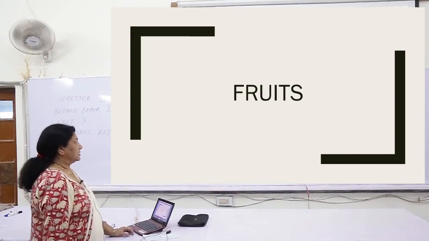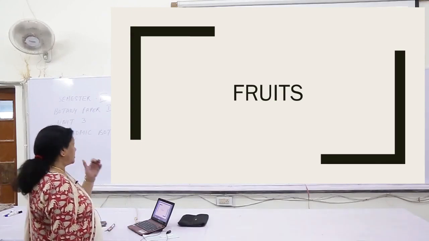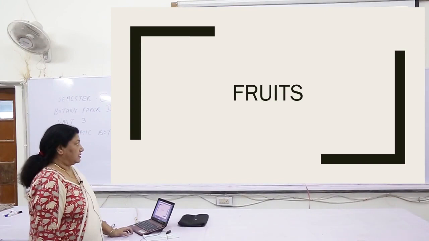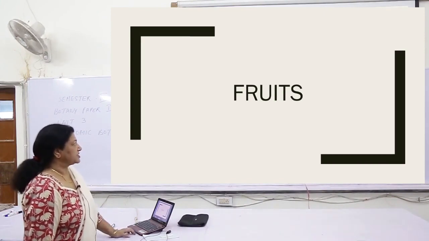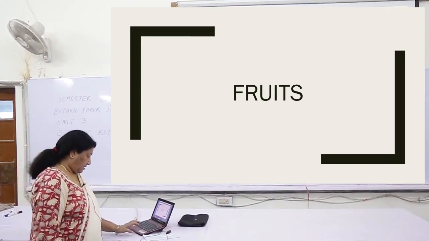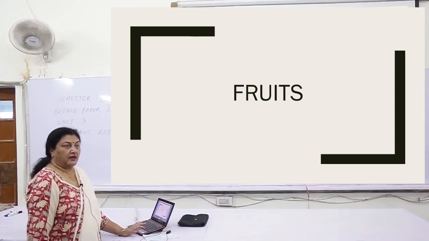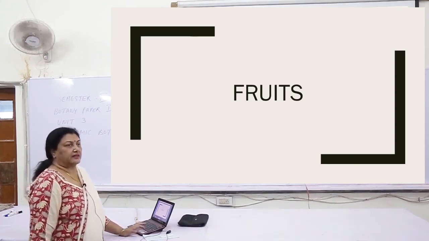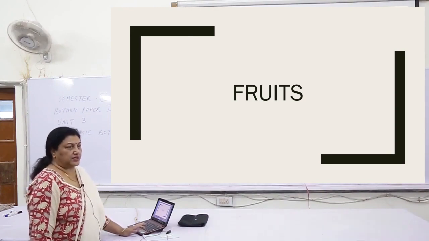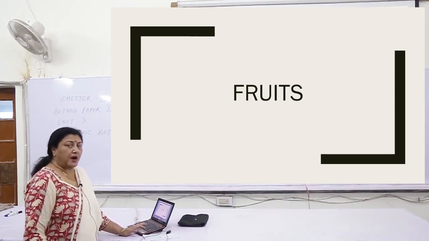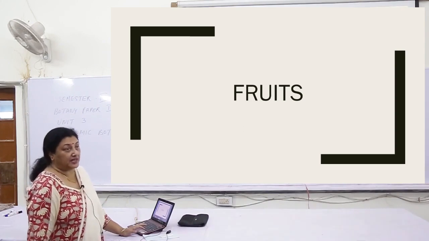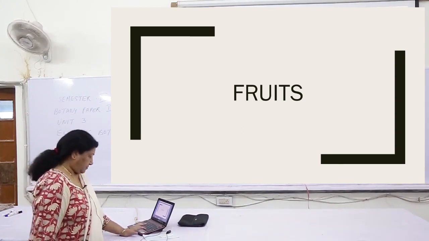Now coming to another topic of economic botany. It's usually given for practical purposes as well as for theory. That is the fruits. Fruits that we all eat have been categorized into various categories, the nuts, the berries and all. What is their economic importance?